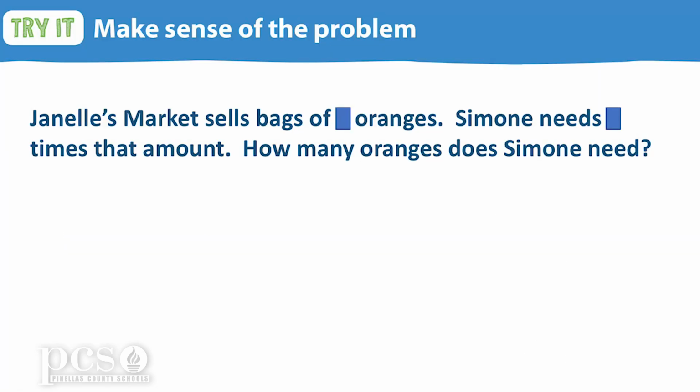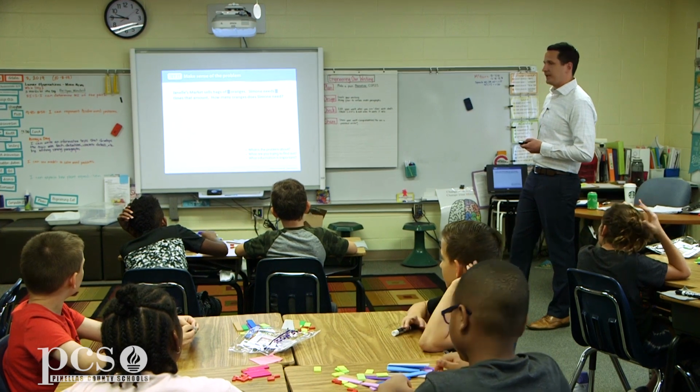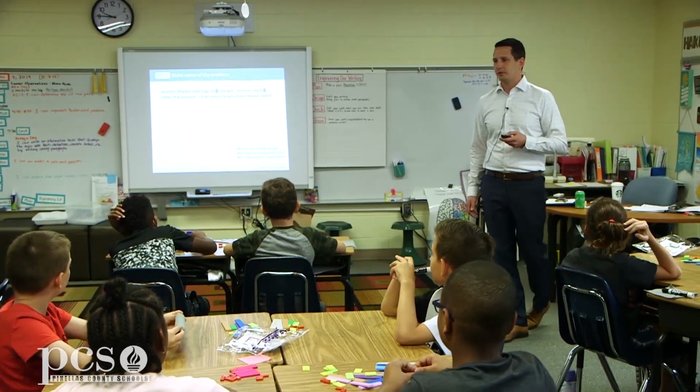When we see a box, we're just going to say sum, because we don't know what numbers are there yet, right? So we can make any sum we want? We're just going to say the word sum. Ready? You're going to read with me and begin. Janelle's Market sells bags of some oranges. Simone needs some times that amount. How many oranges does Simone need?